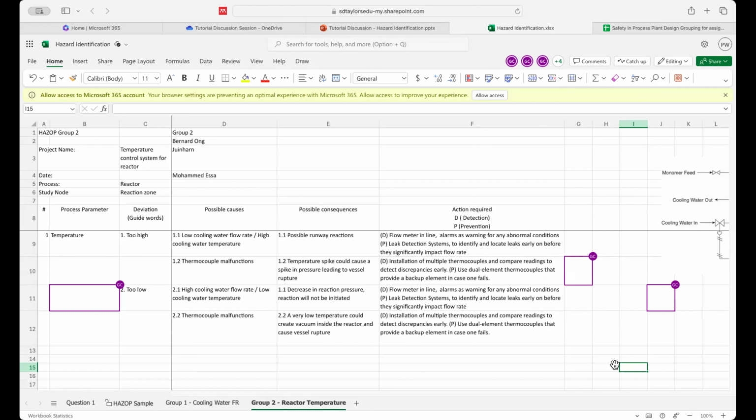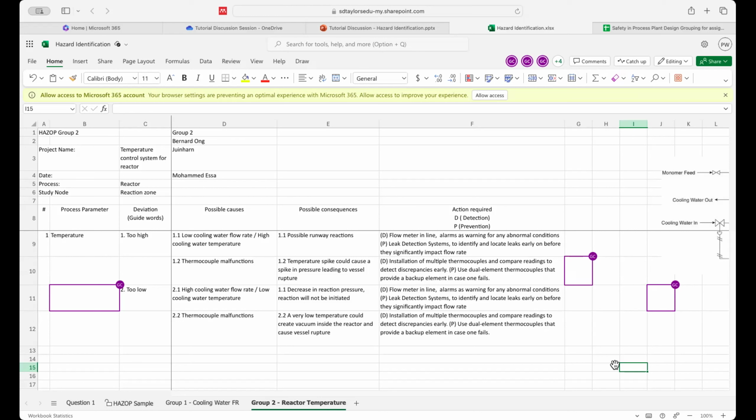So if the reaction temperature is too high, it will cause a temperature spike, which will lead to a pressure spike and then eventually bring a vessel rupture due to the pressure. And the detection will be installation of multiple thermocouples and comparing readings between them to detect any differences. And the prevention will be using dual element thermocouples, which is also multiple thermocouples, to provide a backup in case any of them fails.